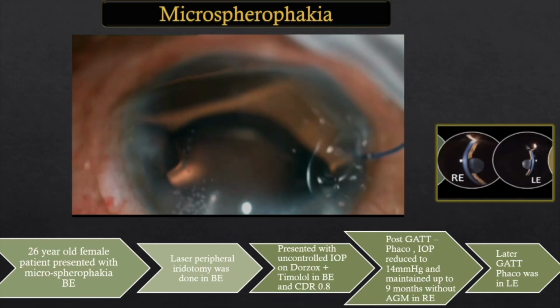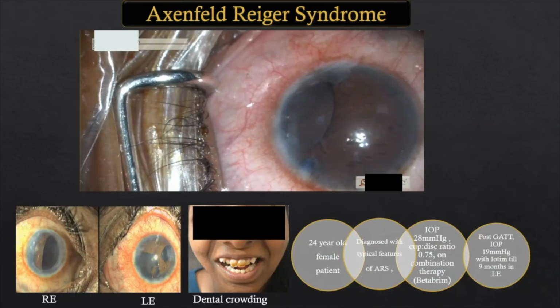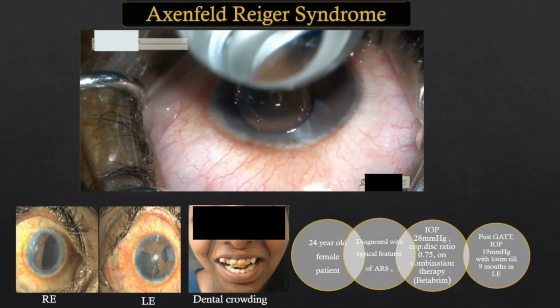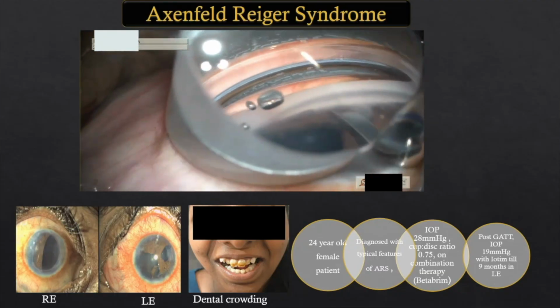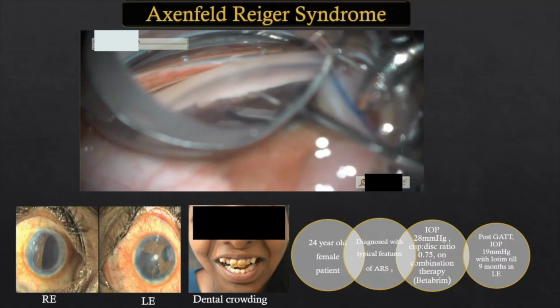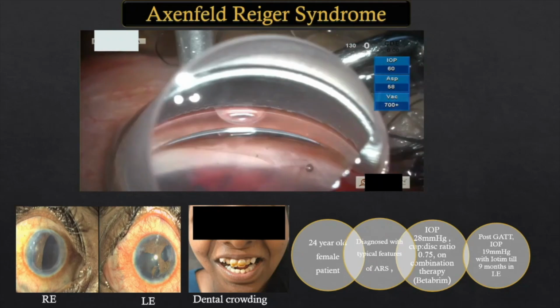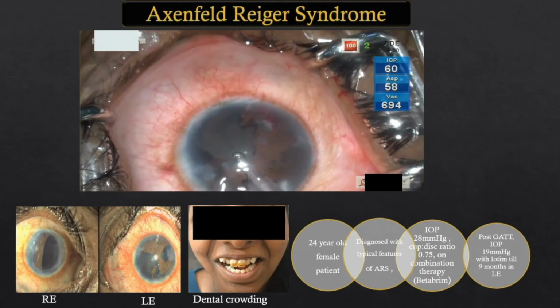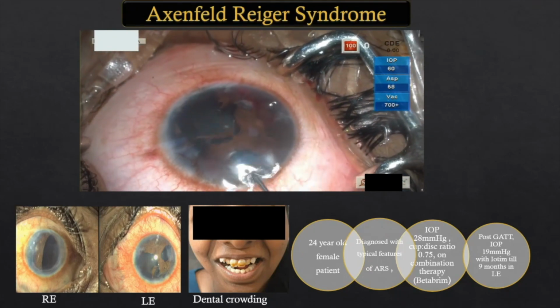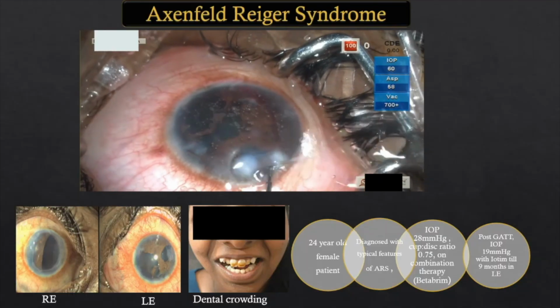A 24-year-old female patient presented with typical features of Axenfeld-Rieger syndrome, polychoria, corectopia, and dental crowding, and had high IOP on combination therapy. GATT resulted in IOP reduction to 19 mm of mercury, which was maintained for 9 months with a timolol eye drop.